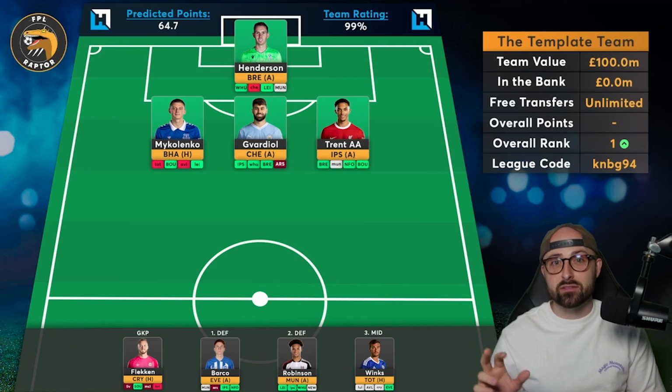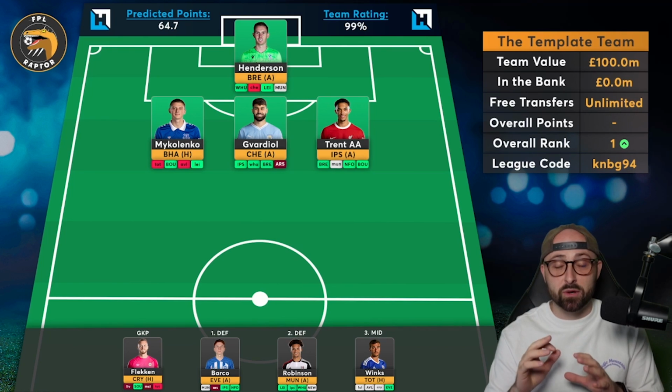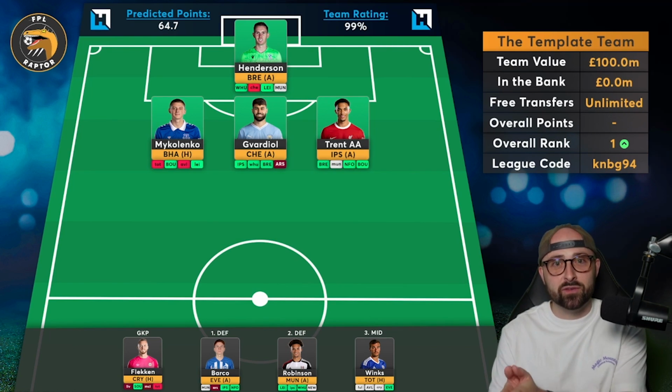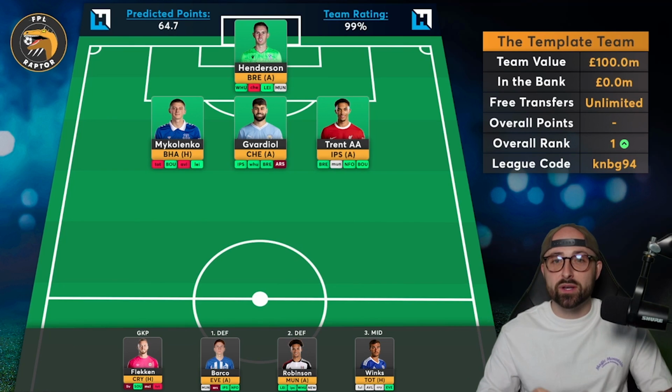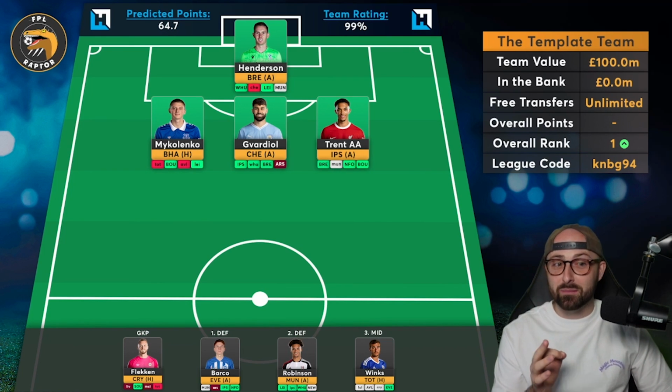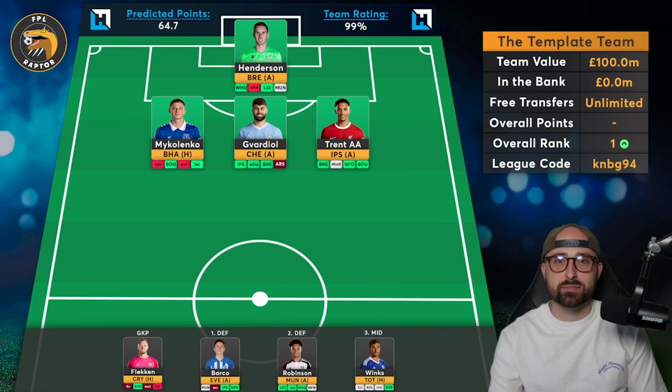So what I've got at the end of the video is the percentage ownership for the 10 most highly owned assets in the goalkeeper, defender, midfield, and forward spot. So if you want to see the exact percentages of how often these players are owned, players like Barco, you'd be very surprised how highly owned they are, then wait until the end of the video because I have all of those percentages. So let's start with the team.